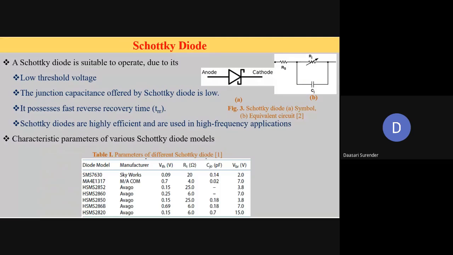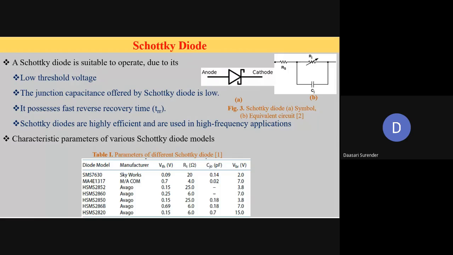A Schottky diode is found suitable for rectification in RF energy harvesting, because a Schottky diode offers low threshold voltage, low junction capacitance, and a fast reverse recovery time because of the absence of a space charge region. Various parameters of different Schottky diodes are presented in tabular form.